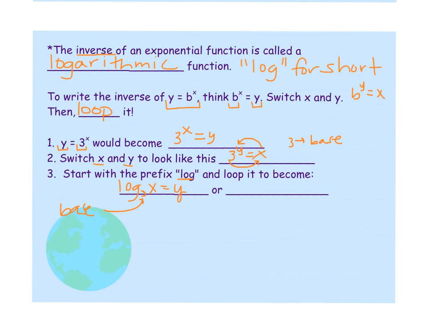But then if we want to write y first, we would just write y equals, we write that log prefix, base 3 of x. This is the equation for the inverse of that exponential function. Notice we don't have to write y to the negative 1 because the log is what's doing that inverse for us. So this is the equation for the inverse.